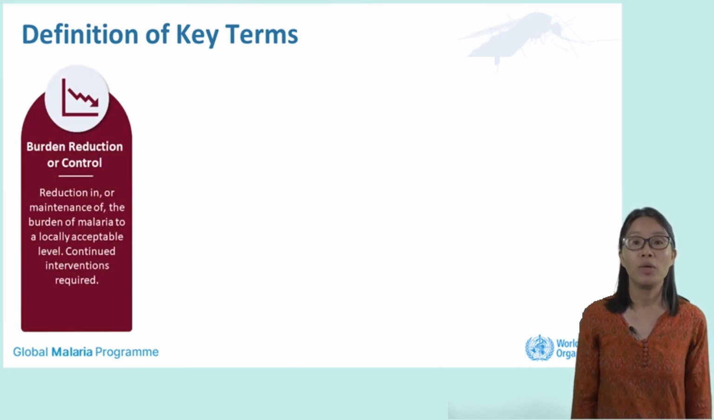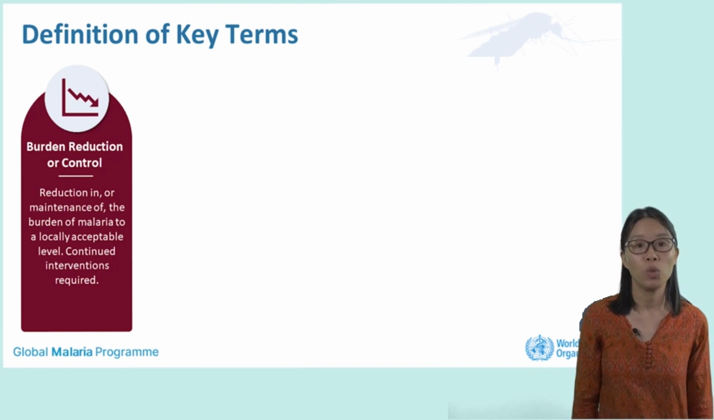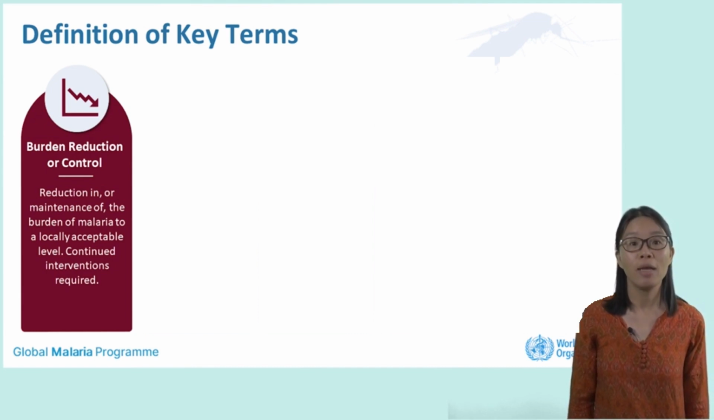Control refers to the reduction in or maintenance of the burden of malaria to a locally acceptable level where the numbers of cases and deaths are low enough that they no longer constitute a public health problem. Interventions must be continuously applied or there could be a significant resurgence in the numbers of cases and deaths. Recently, the malaria community has also referred to control as burden reduction. Both of these terms mean that malaria transmission continues to occur, but malaria is no longer an important public health problem.